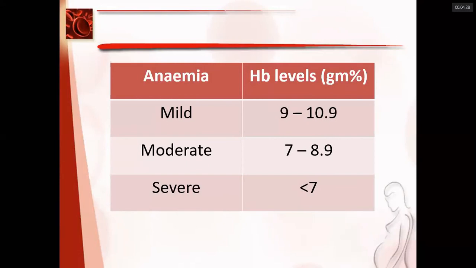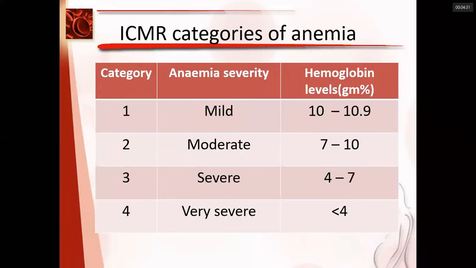But there is another classification by the Indian Council of Medical Research, which classifies it into 4 categories, that is mild, moderate, severe, and very severe. See here, it is the same, severe is when it is less than 7, and when it is less than 4, it is very severe. But there is a slight difference in the mild and moderate. In the mild, the upper cutoff was taken as 9 in the previous classification, while in this one we take 10 to 10.9, and for moderate we take 7 to 10. So these are basically the categories of anemia according to the levels of hemoglobin.